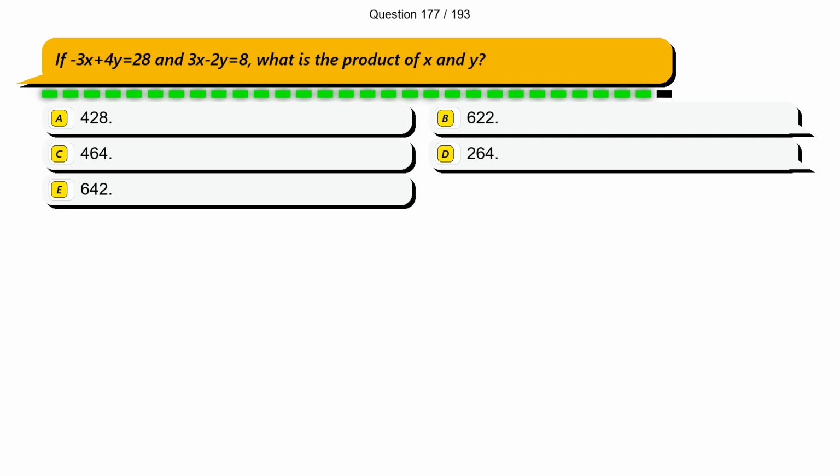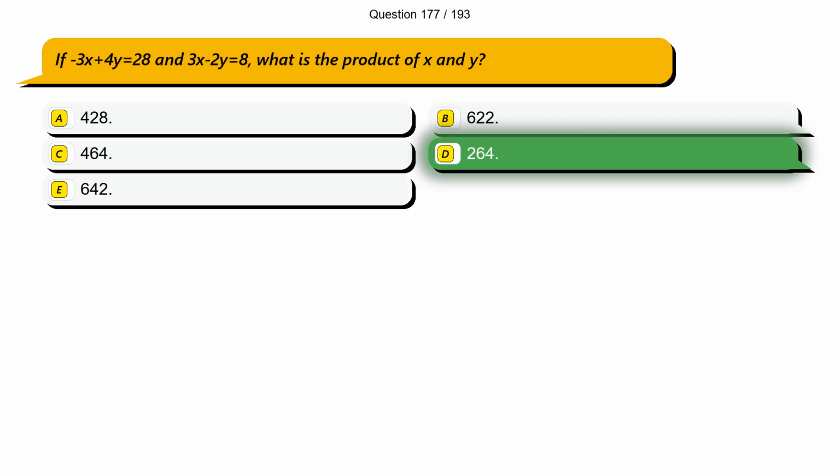Question 177. If minus 3x plus 4y equals 28 and 3x minus 2y equals 8, what is the product of x and y? Option A 428, Option B 622, Option C 464, Option D 264, Option E 642.